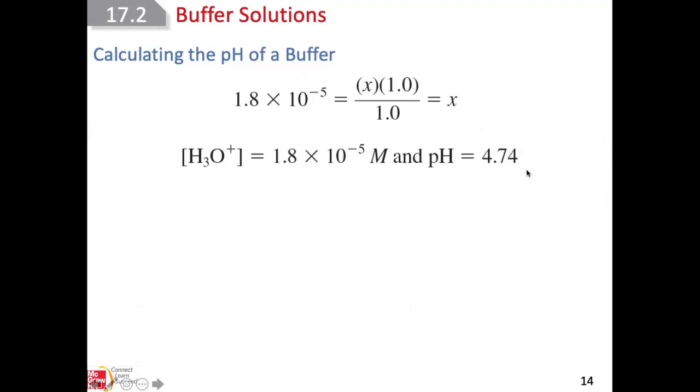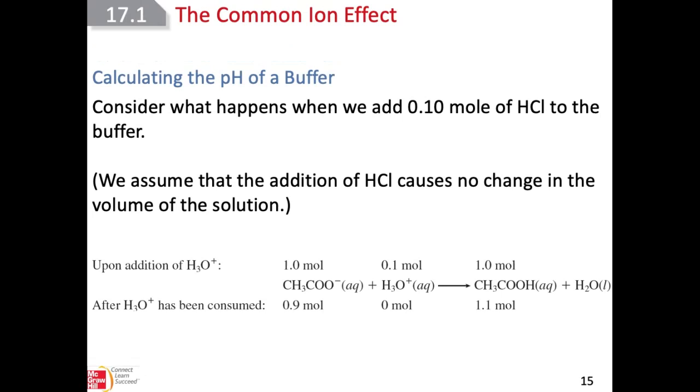4.74, it will not change that much. Or if to that buffer solution I add a strong base, the pH will also not change drastically. It's called a buffer. So now you have a buffer, and our buffer has pH 4.74.